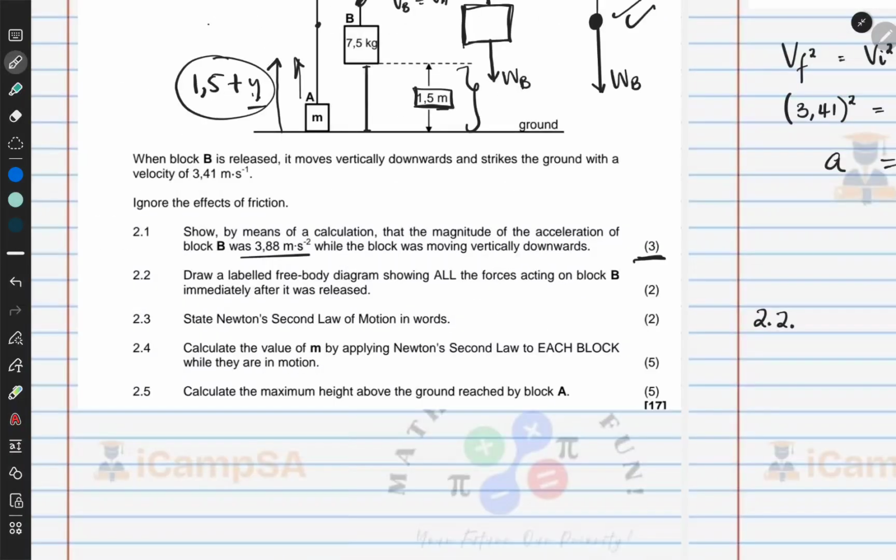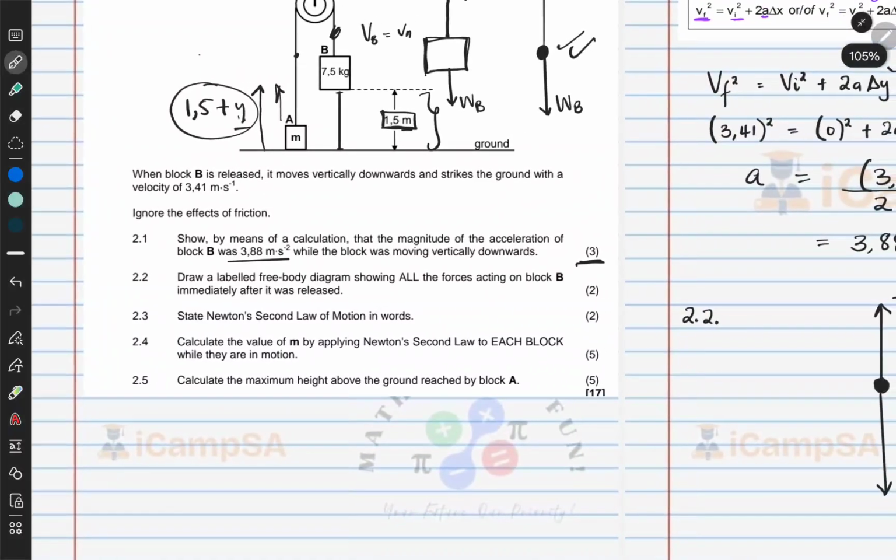So I want you to note one thing. Since these two are moving at the same velocity, as soon as block B hits the ground at VF, let's call it VF, when VF is equal to 3.41 meters per second, it means VA at that point will be moving at that speed until it reaches a peak height where the velocity is now 0. So only then will it come back down to the 1.5 meter mark.